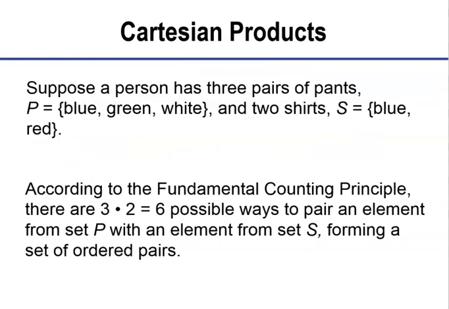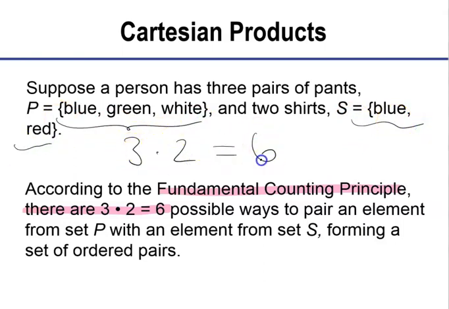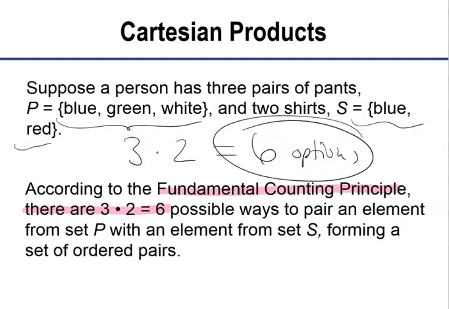It says, according to the fundamental counting principle, you remember that? That's when you multiply, right? The fundamental counting principle. There are 3 times 2, 6 possible ways to pair an element from set P with an element from set S. P, remember, is the pants. S is the shirts. There were 3 options for pants. There were 2 options for shirts. Fundamental counting principle, 3 times 2 is 6 options. All right, we've done that before.